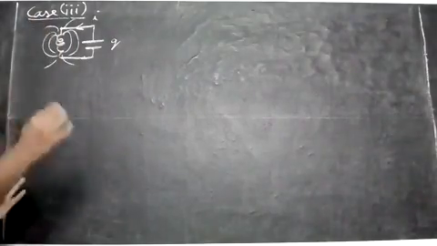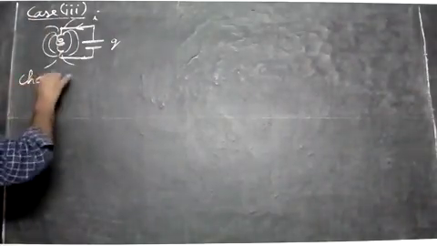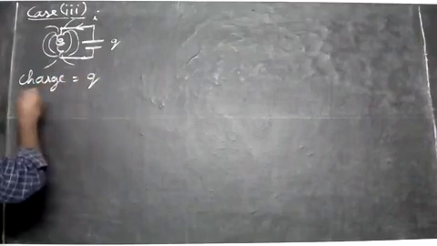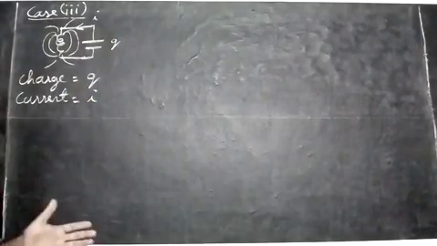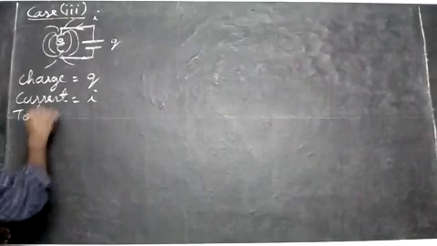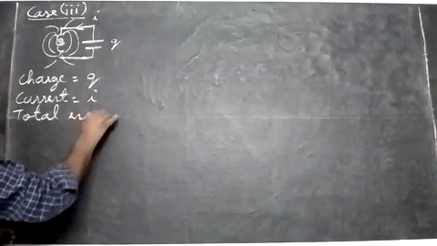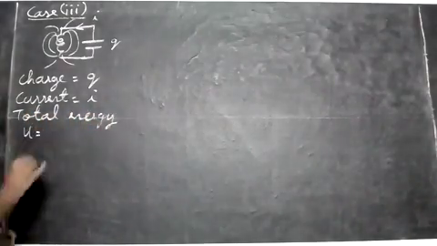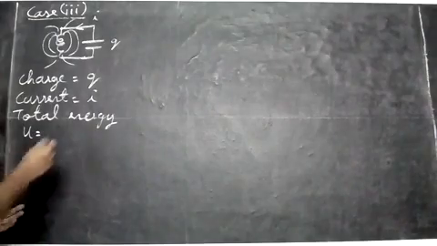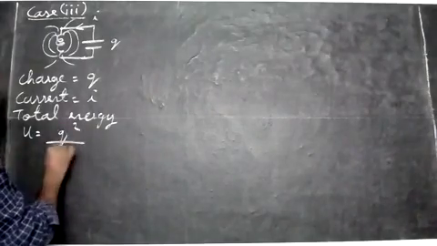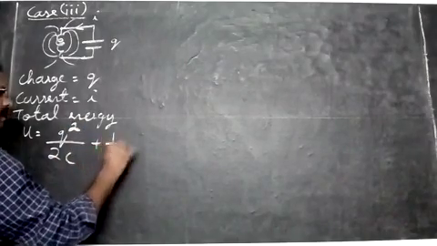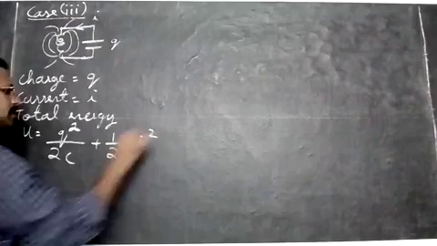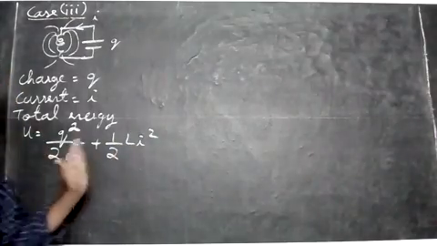Let's write about this now. What is the energy in this case? So this charge is equal to Q, and the current is equal to small I. Current I is flowing. We know the total energy, that is U, is equal to Q square by 2C plus half L I square. The sum of the electrostatic energy and the magnetic energy.